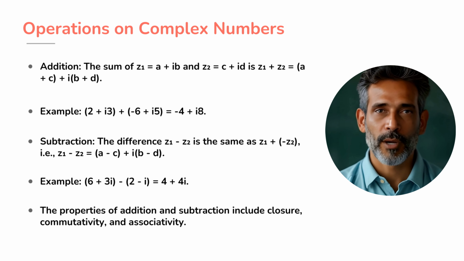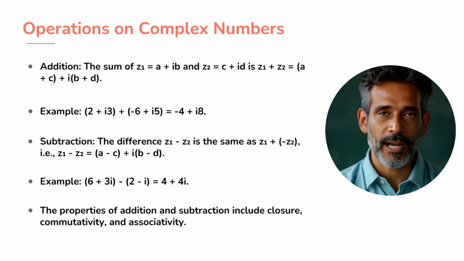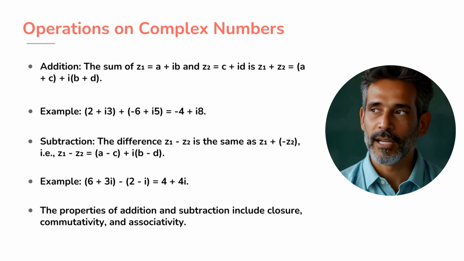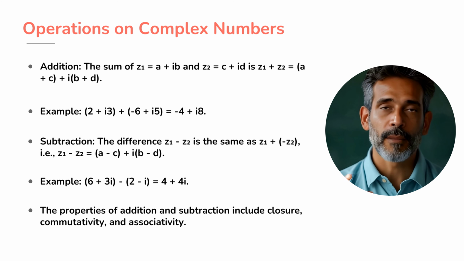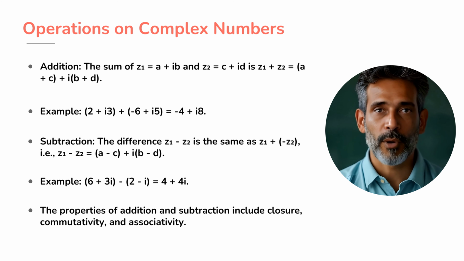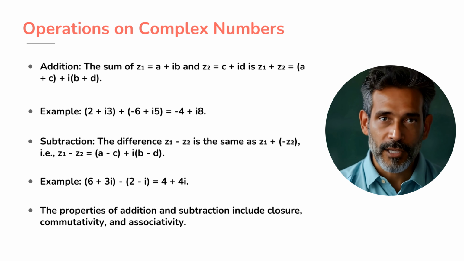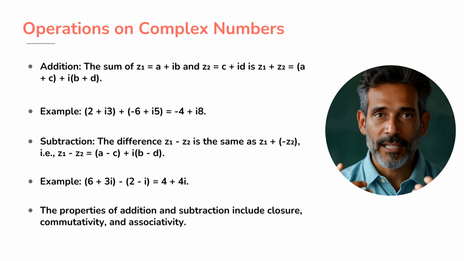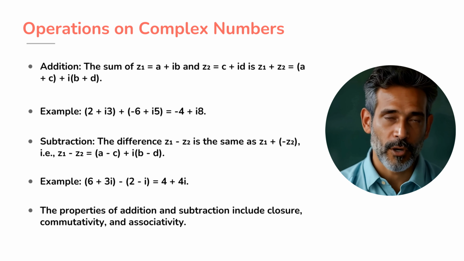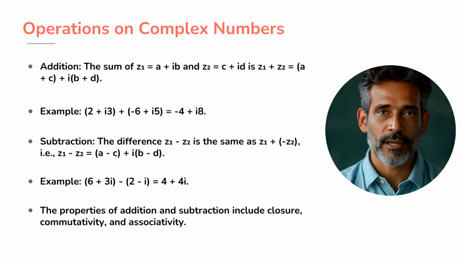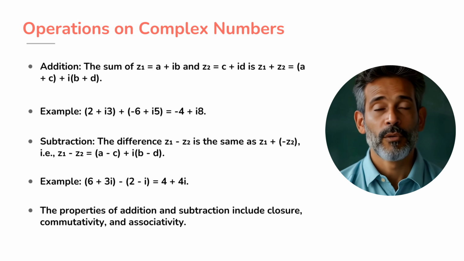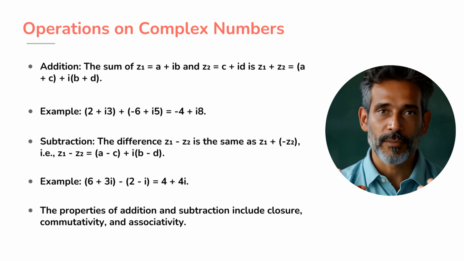We write z1 - z2 = (a - c) + i(b - d). For example, (6 + 3i) - (2 - i) = 4 + 4i. Addition and subtraction are closed, commutative, and associative in the system of complex numbers.